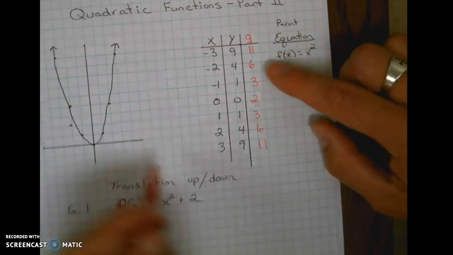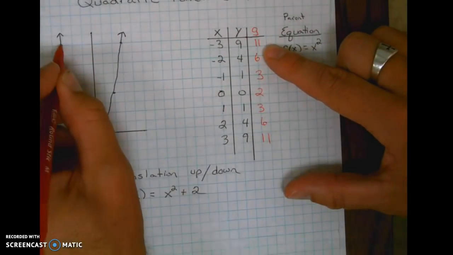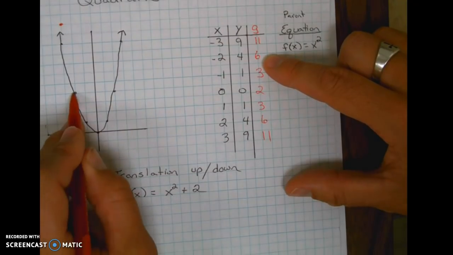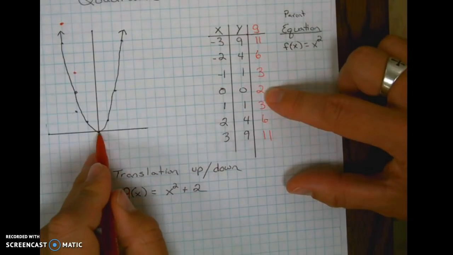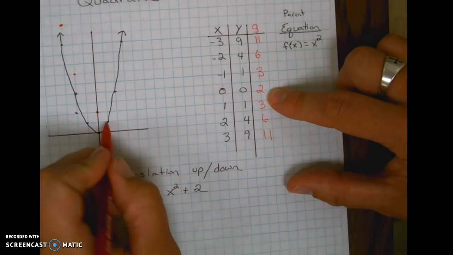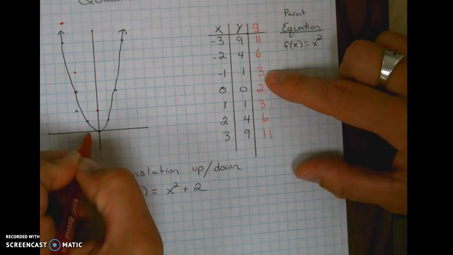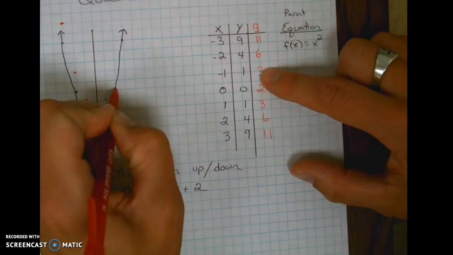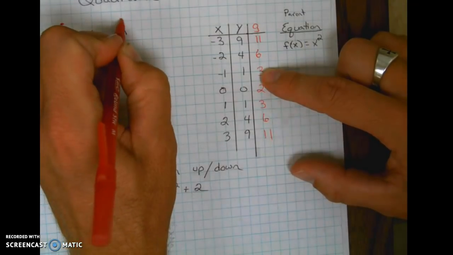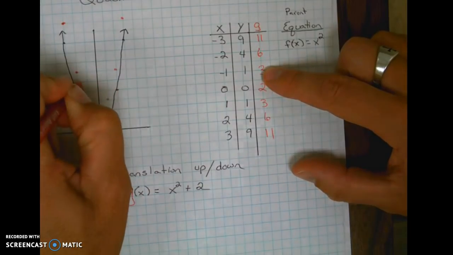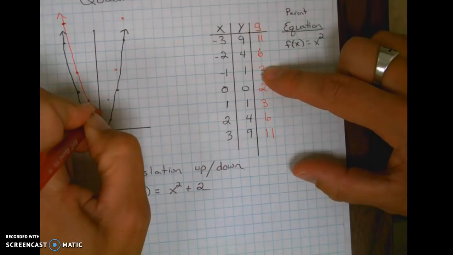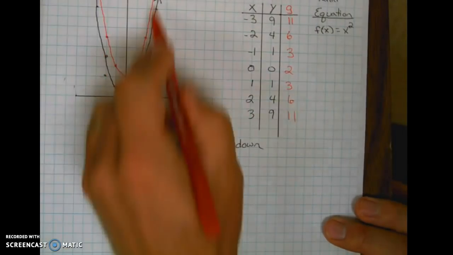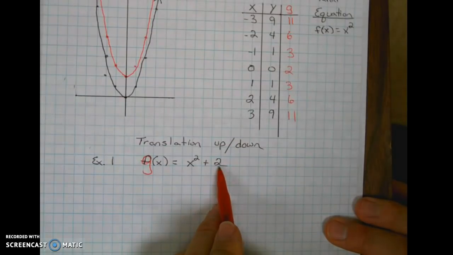Okay, and then we plot the points. So at negative 3, we're going to go to 11. So I know that's 9. 11. Negative 2, 6. So here we're going to go up 2 units. 0, 0 is going to go up 2 units. Negative 1, 1 is going to go up to 3. Notice all these points are getting translated up 2 units. Okay, so here we have, this is g of x, this is the parent function being translated up 2 units.